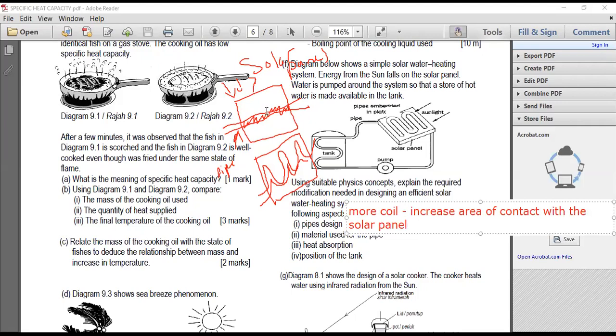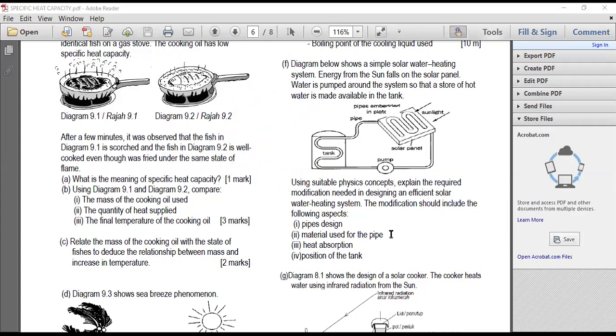Now the material used for the pipe. Same thing. So for the material you can say copper. Reason: good conductor of heat.